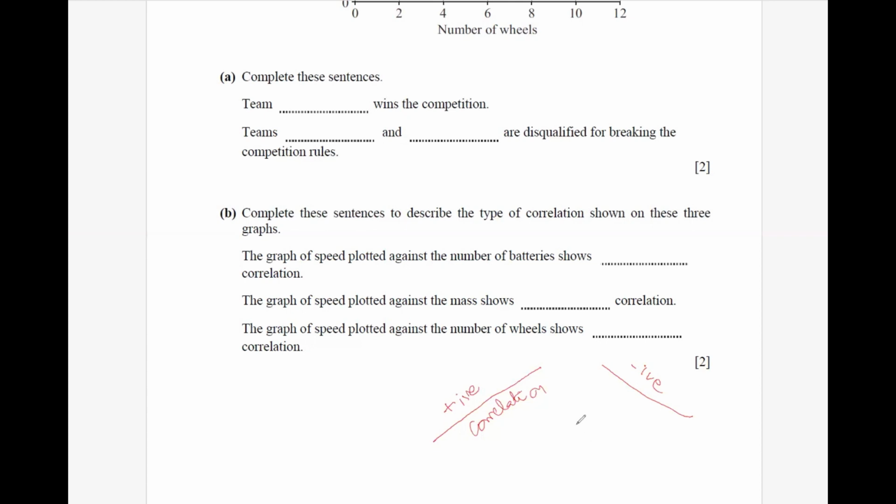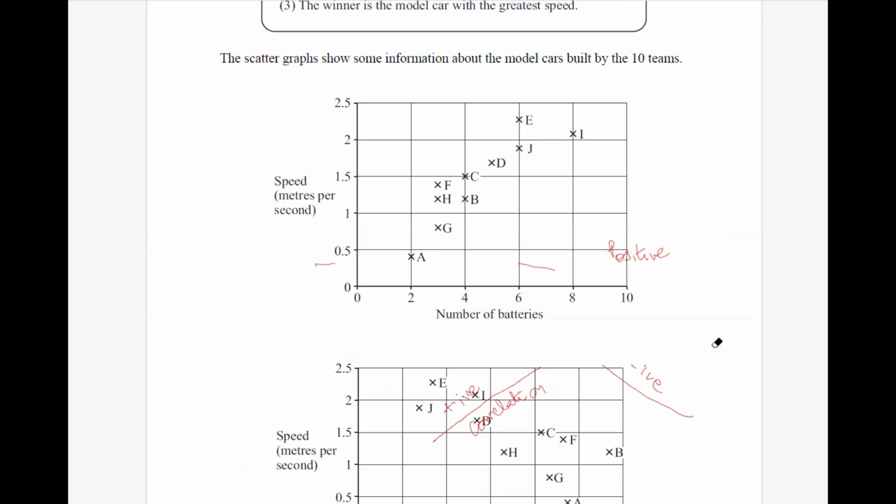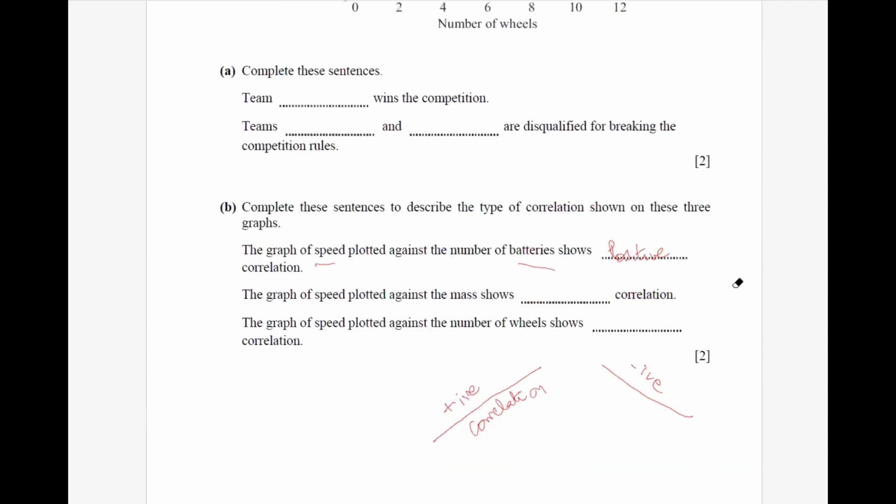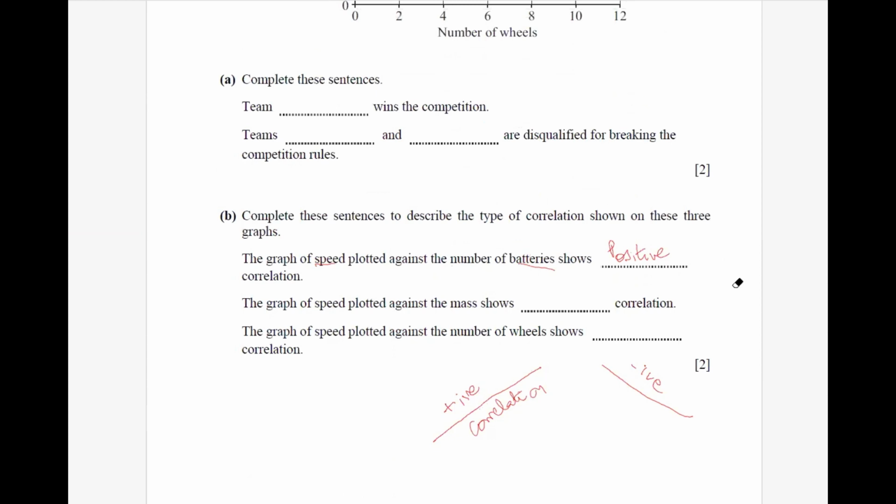So in this case, the graph of speed plotted against the number of batteries shows dash correlation. Positive. Yes, it shows a positive correlation because for batteries and speed, you see the graph is something like this, sloping upwards. Okay, then for the next part, the graph of speed plotted against the mass shows dash correlation. Negative. Yes, that was sloping downwards, so that's why it has to be negatively correlated. The graph of speed plotted against the number of wheels shows dash correlation.